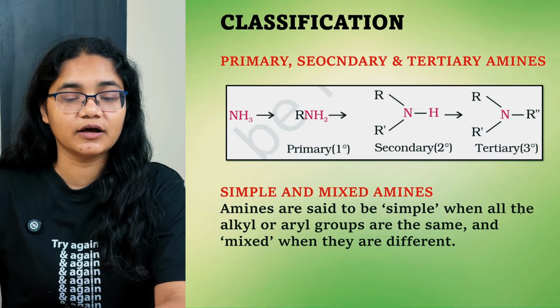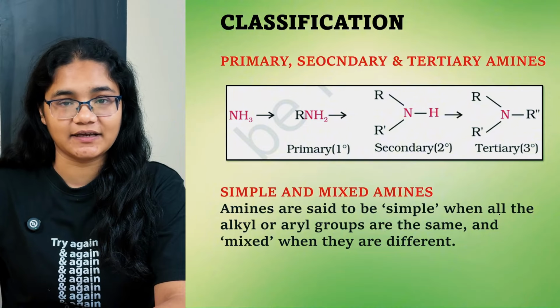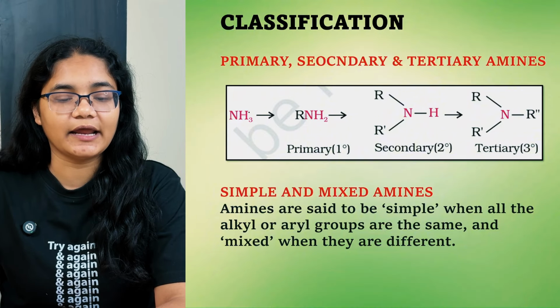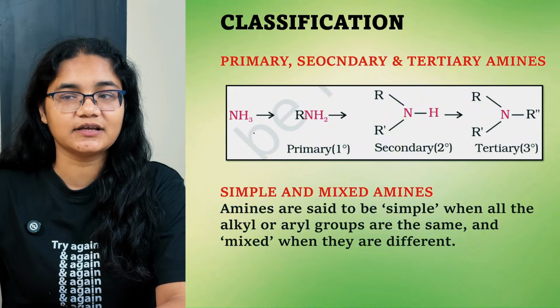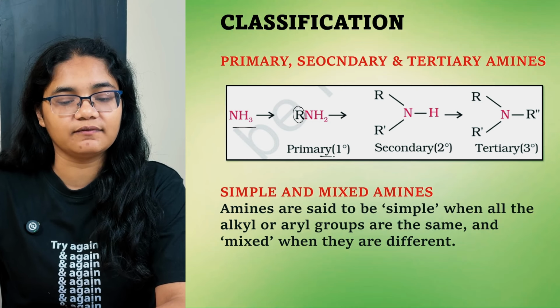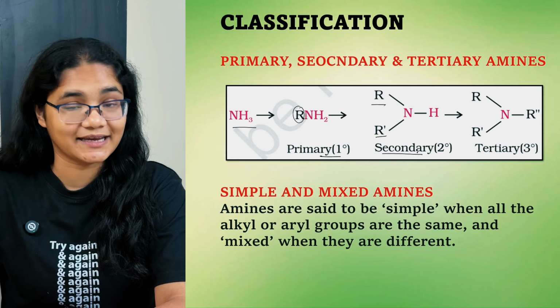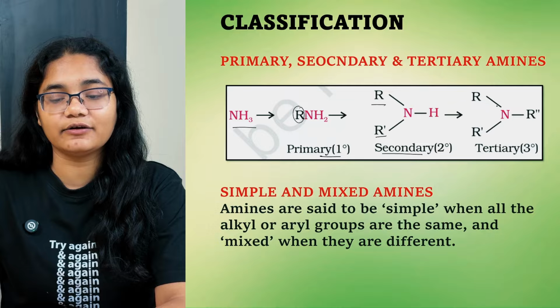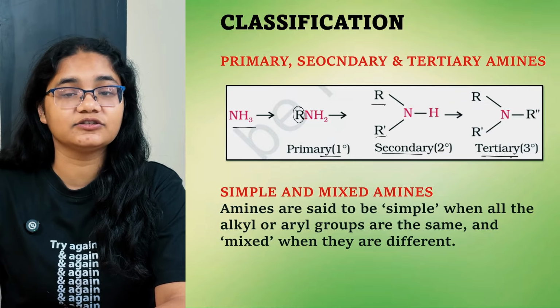Now, if I talk about the classification, we have primary, secondary, and tertiary amines. So in nitrogen, if all the 3 hydrogens are there, then we call it ammonia. If one of the hydrogens is replaced with an R group, then we call this a primary amine. If two hydrogens are replaced with R groups, then we call it a secondary amine. And if all the 3 hydrogens are replaced with R groups, then we call it a tertiary amine.